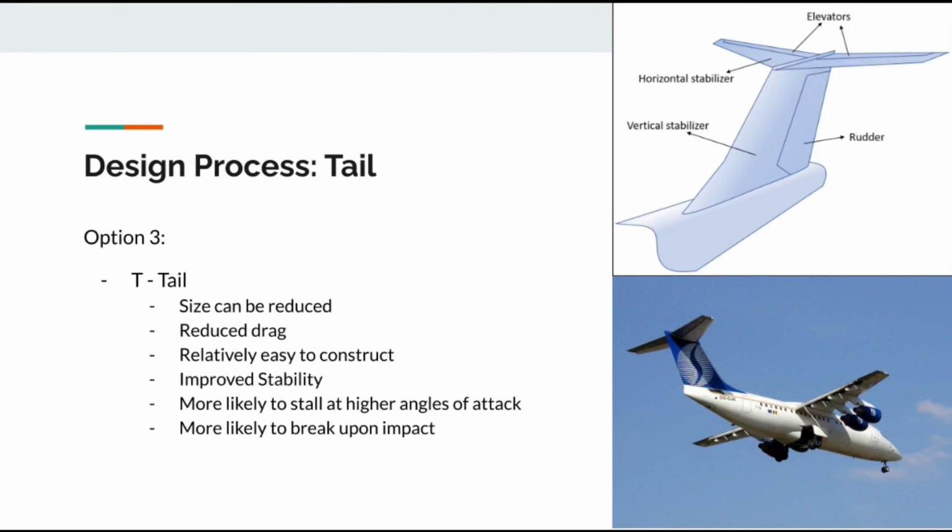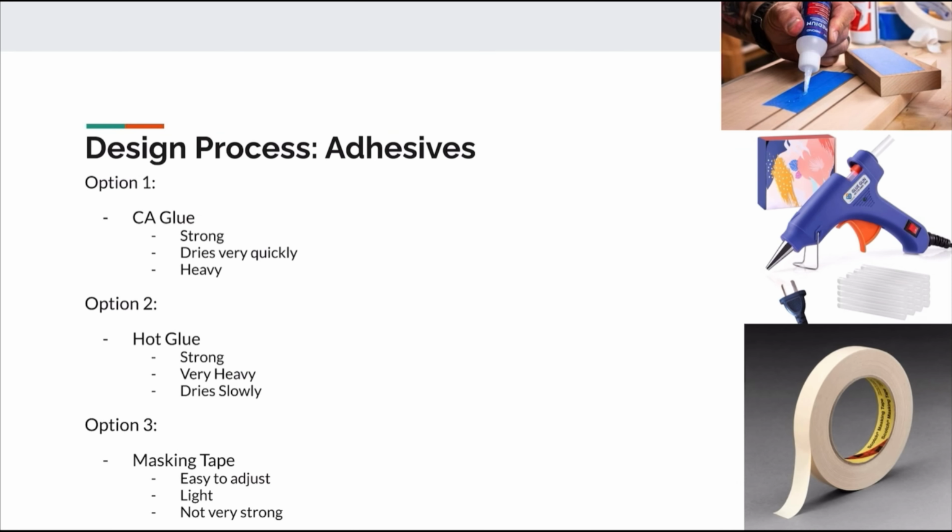My third choice was a T-tail. These tails can improve the stability of the glider and can be downsized so drag can be reduced while also being relatively easy to construct. However, they are more likely to stall at higher angles of attack and break upon impact. I also had to choose which adhesive to use.